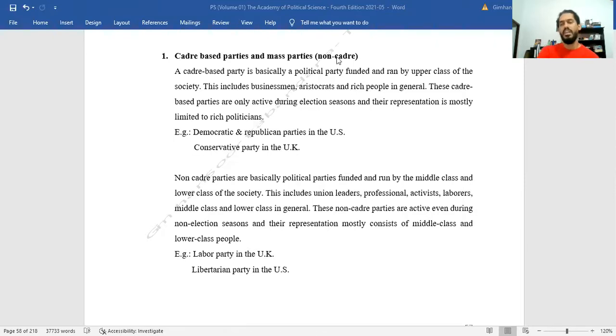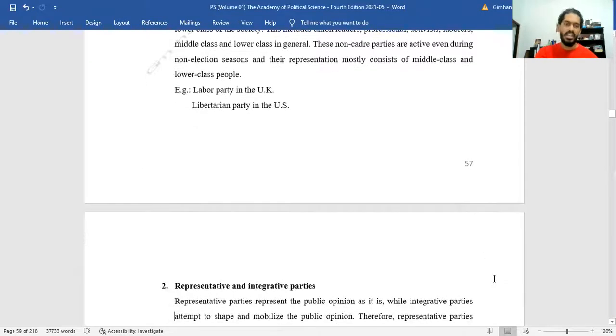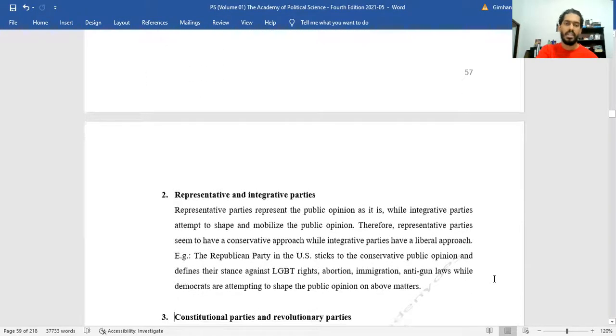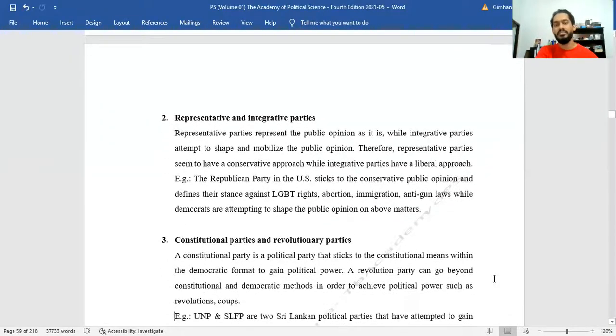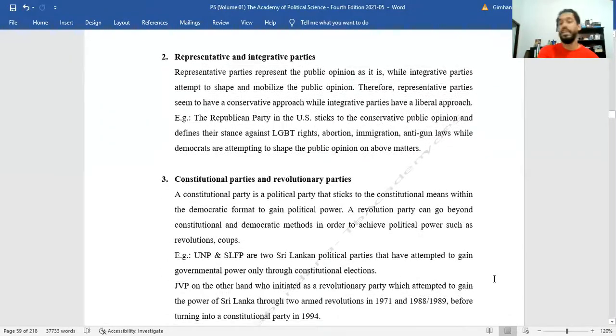Okay, thank you. So that's the first classification of political parties. Then we have another one, representative and integrative. Would you remember we talked about public opinion, that a political party can actually change the public opinion, shift the public opinion, organize the public opinion, right? So when it comes to public opinion, there are two ways to approach that. One is representing the public opinion as it is. Second, you can actually try to change the public opinion from what it is.